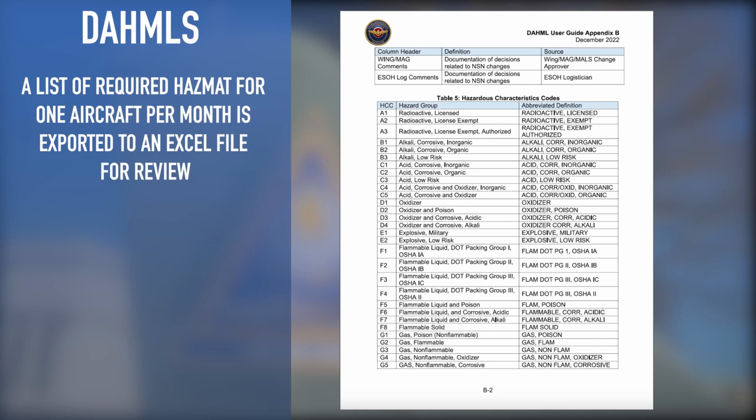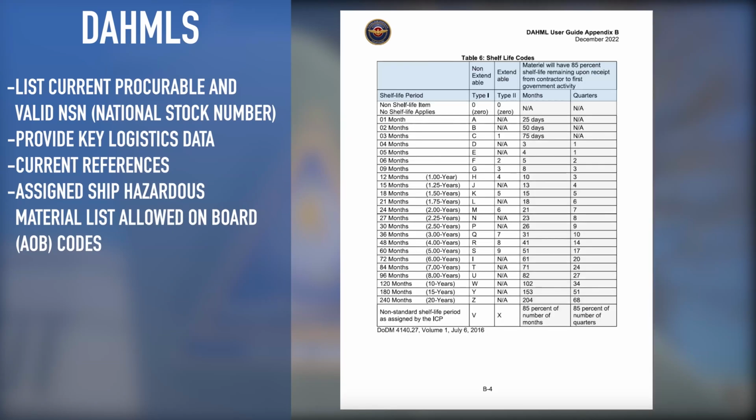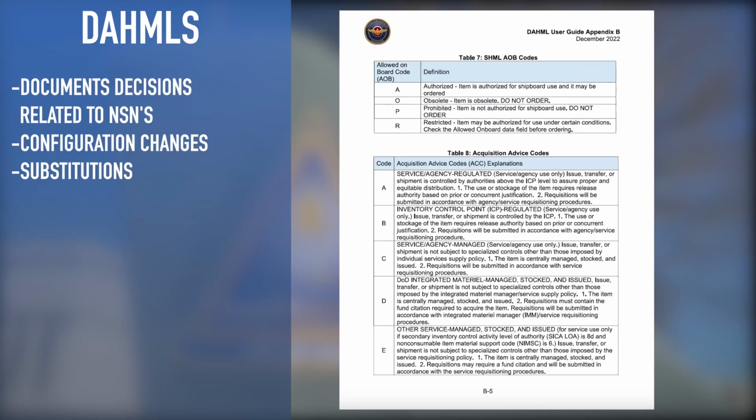A list of required hazmat for one aircraft per month is exported to an Excel file for review. DAHMLs list current procurable and valid national stock numbers, or NSNs, provide key logistics data, current references, and assigned ship hazardous material lists allowed onboard codes, or AOBs. DAHMLs also provide a means for TMS stakeholders to document decisions related to NSNs, configuration changes, and substitutions.